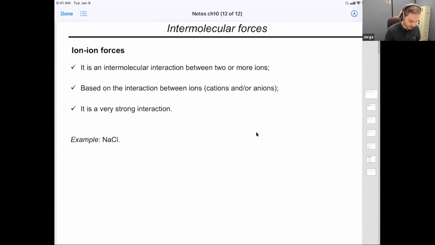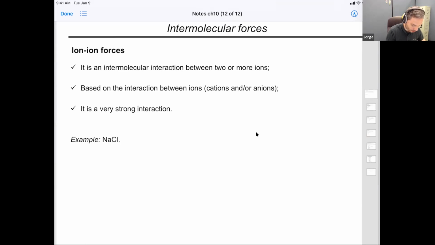Okay, starting with ion-ion forces. Ion-ion forces exist when you have two or more ions with opposite charge interacting with themselves. Therefore, it is based on the interaction between ions, and it is a very strong interaction. Actually, it is the strongest interaction possible.